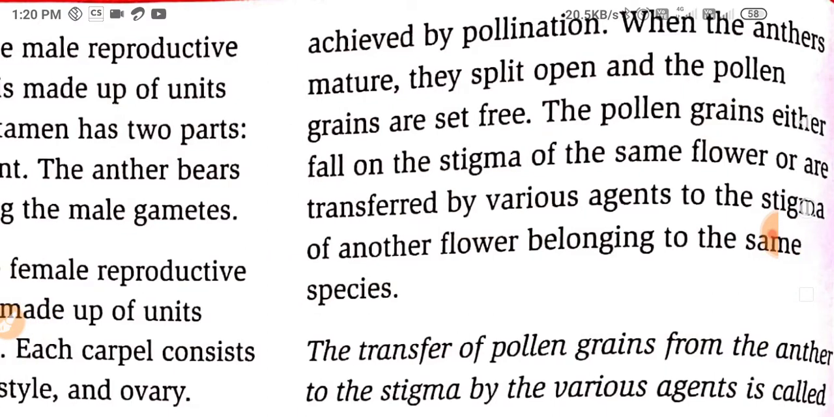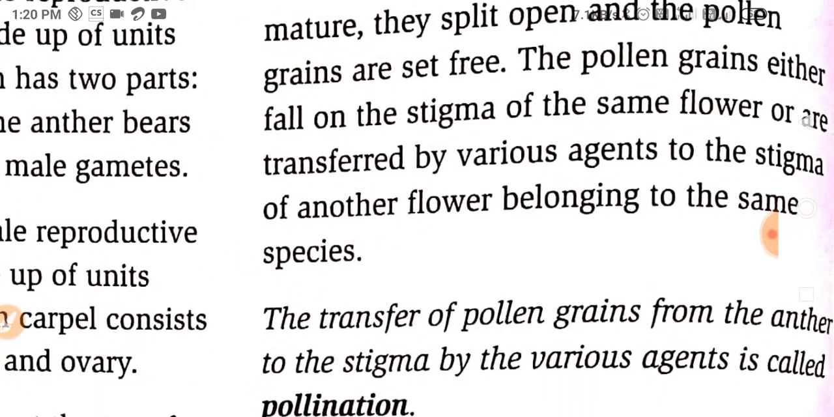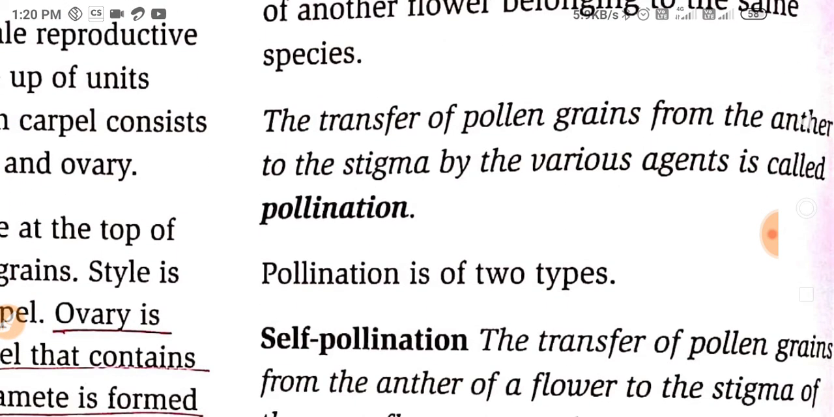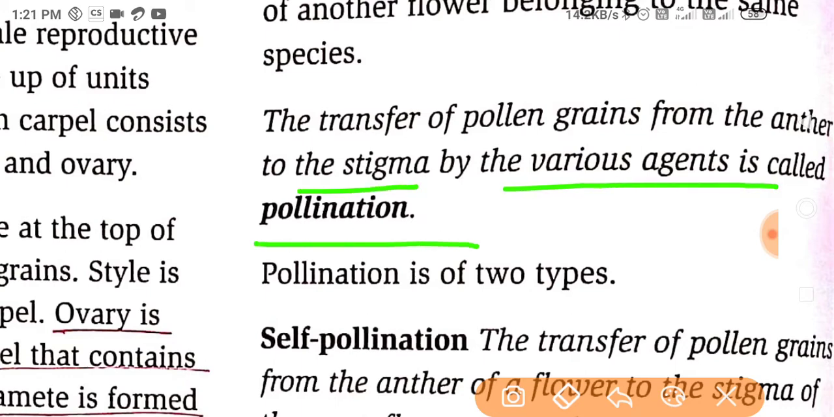When the anthers mature, they split open and the pollen grains are set free. The pollen grains either fall on the stigma of the same flower or are transferred by various agents to the stigma of another flower belonging to the same species. The transfer of pollen grains from the anther to the stigma by the various agents is called pollination. So this is the definition of pollination.